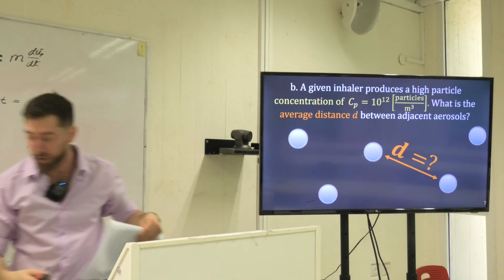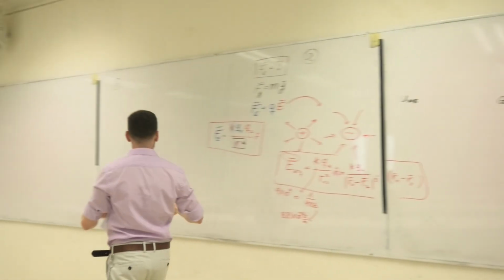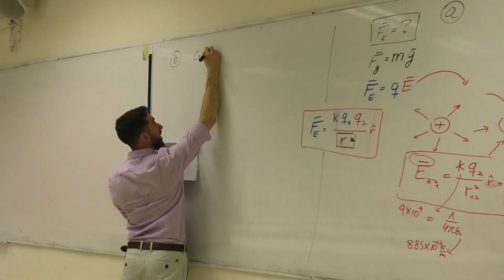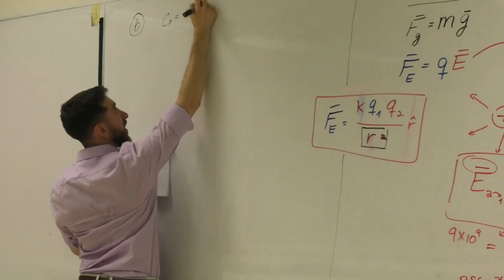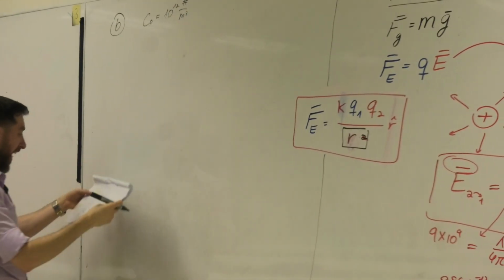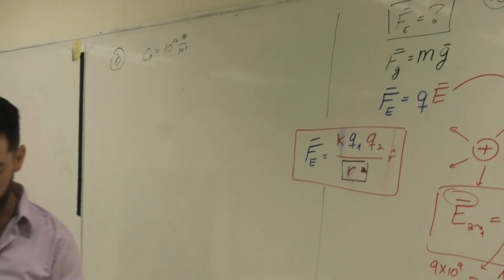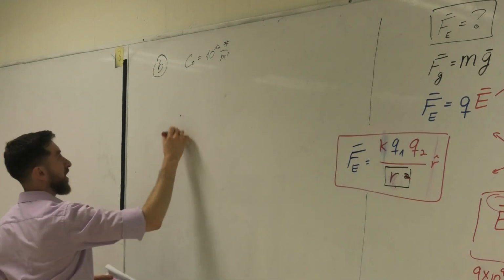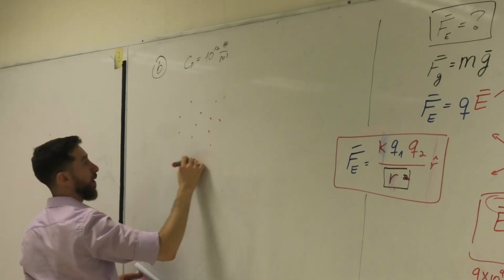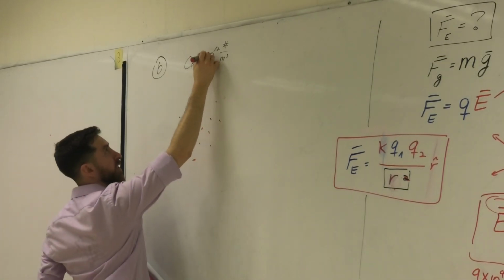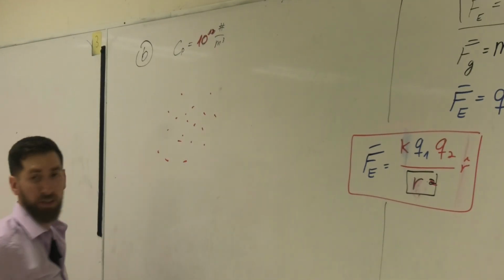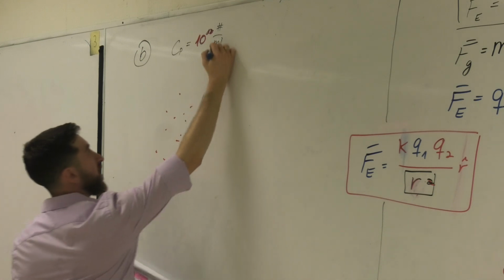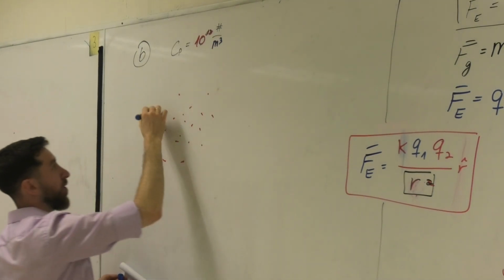Let's go back to the board. So B, I give us the concentration of particles is 10 to the 12 particles per meter cube. That means that if I'm gonna count my particles, it's gonna look something like that, yeah? I have these particles, a lot of particles. How many? 10 to the 12, right? And they are confined in some volume. That's the reason I can count them. It's not all the particles that I have.